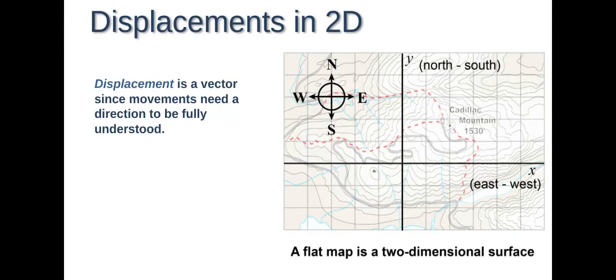Displacements in 2D. Displacement is a vector. Displacement is something we talked about in the first lesson. Displacement has to have a direction with it. If it doesn't have a direction, then it's just distance. So therefore, distance would be considered a scalar quantity.